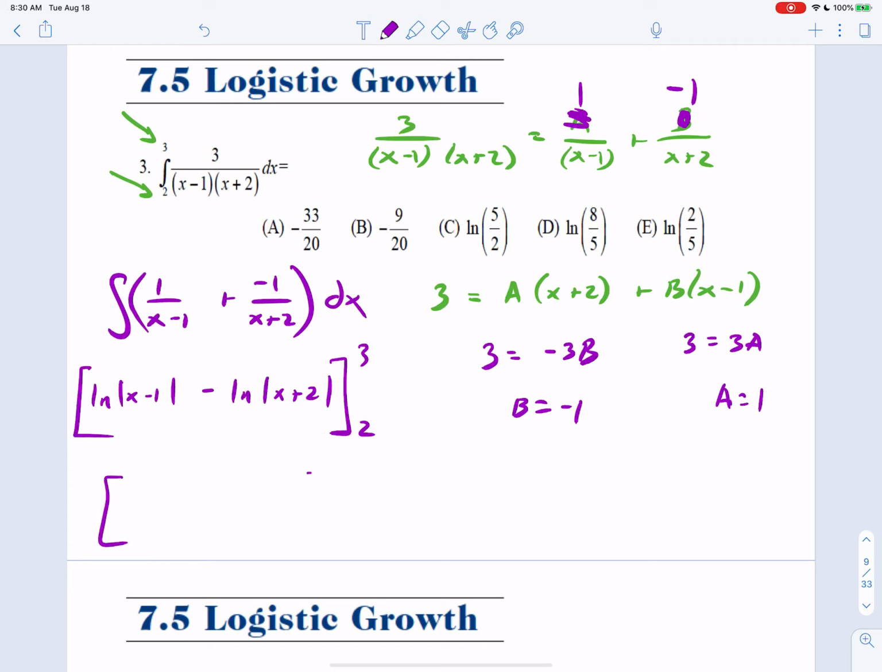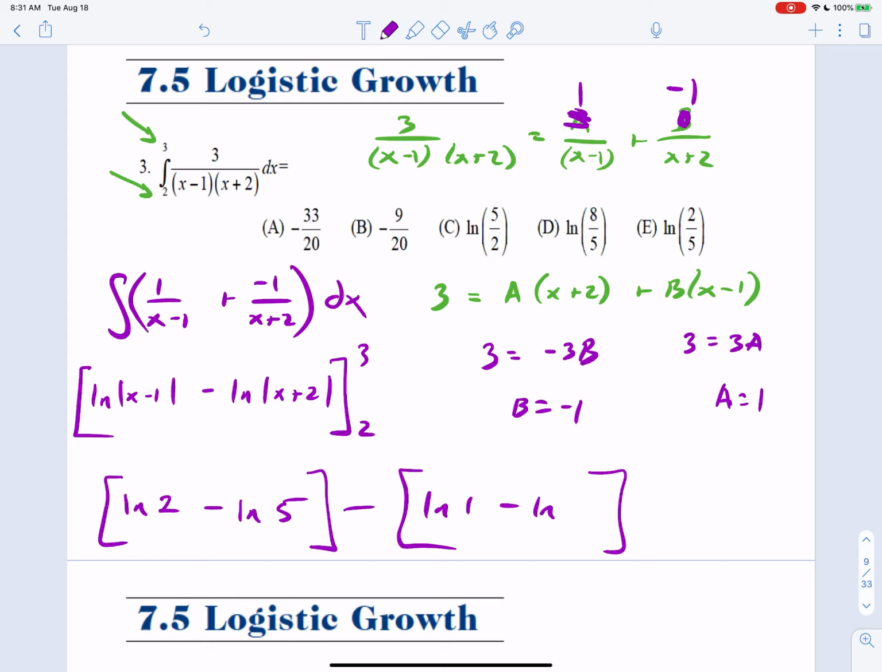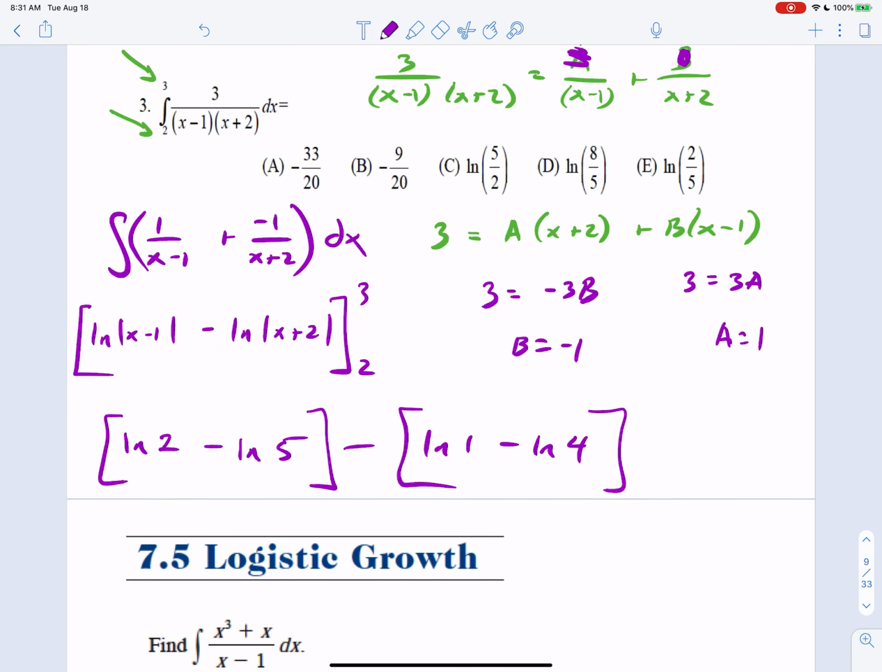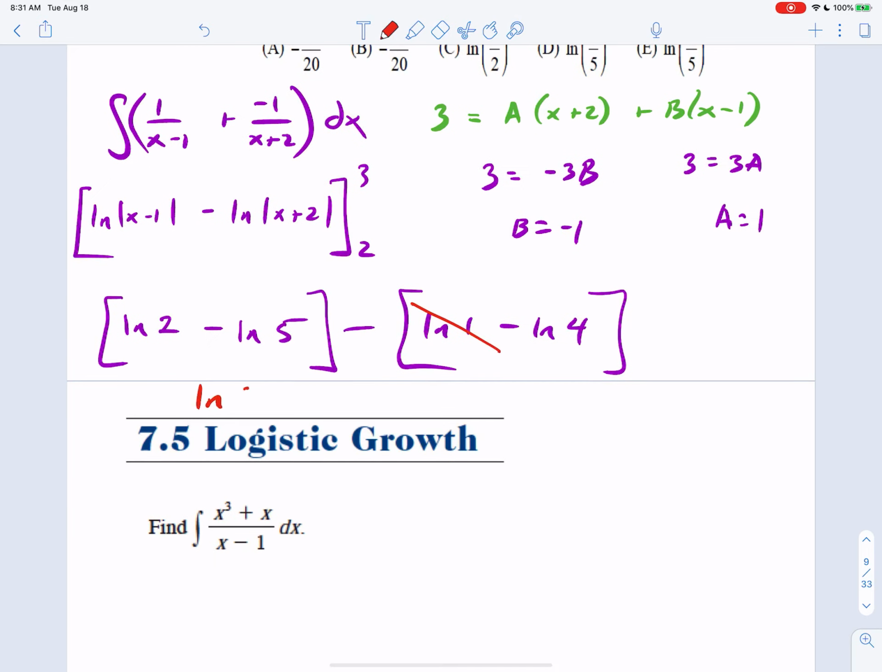So when you plug in your upper minus your lower, your upper should be the natural log of 3 minus 1, which is 2, minus the natural log of 3 plus 2, which is 5. Okay, minus, then you plug in your lower. That's the natural log of 2 minus 1, which is 1, minus the natural log of 2 plus 2, which is 4. Okay, so if you clean this up a bit, you should get this. So natural log of 1, you guys have to remember, goes to 0. So we have the natural log of 2 minus the natural log of 5 minus the natural log of 4.